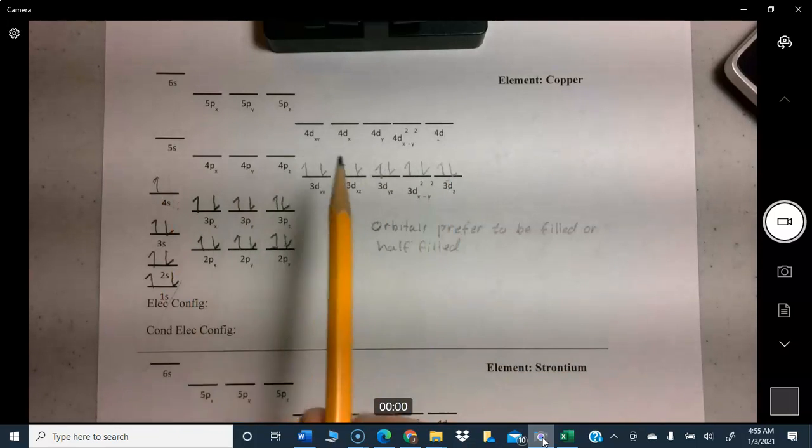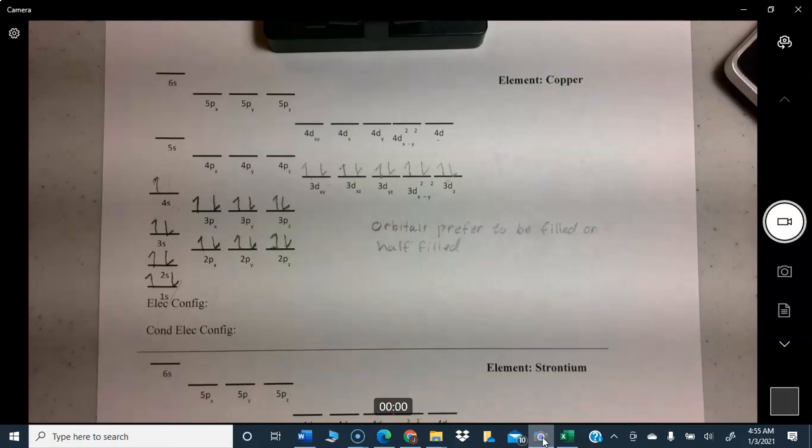So this is the configuration, okay? It's just kind of oddball, but you just kind of learn it. There's not a lot of these exceptions, but this is one that you should know. So let's go ahead and write the electron configuration.